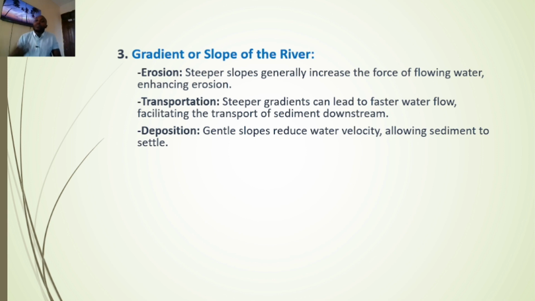A steeper gradient can lead to faster water flow. You see, now water will be moving faster when the gradient is steep, right? So it will facilitate transporting sediment downstream. Then deposition: a gentle slope reduces water velocity, allowing sediment to settle. Remember, one of the causes of deposition in a river is a gentle slope. When the slope reduces, water velocity will reduce, and then the sediment will settle. All right, as clear as that.